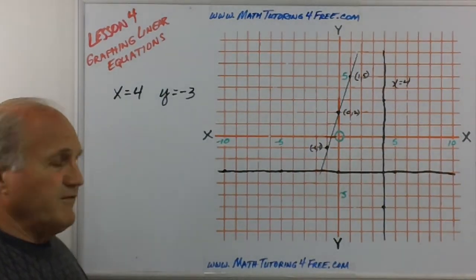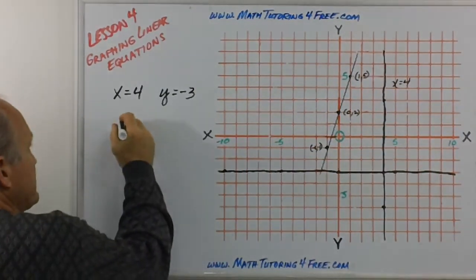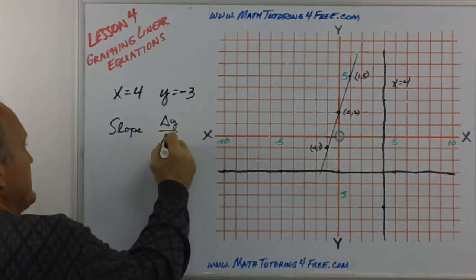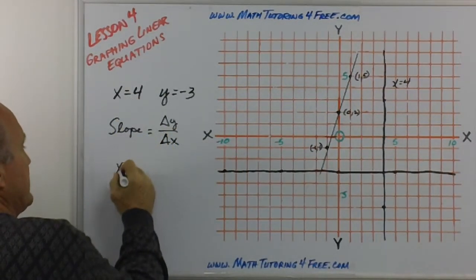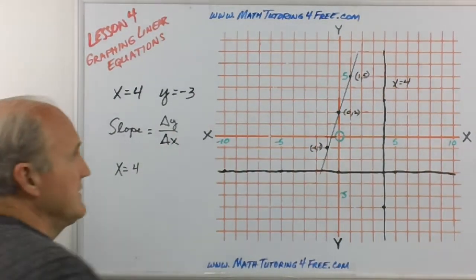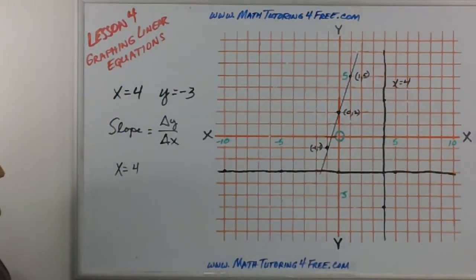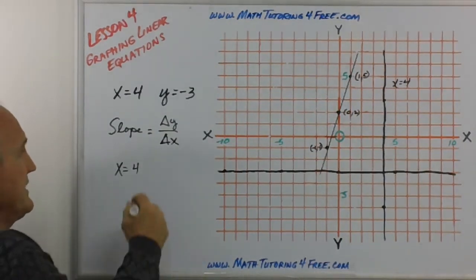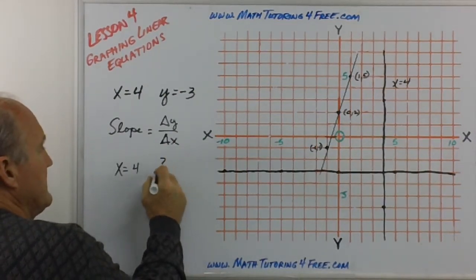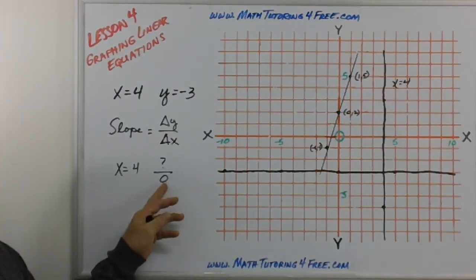Now, one final thing, let's look at the slope of each of these. And remember, the slope is equal to the change in y over the change in x. So in this case, when x is equal to 4, the change in y can be anything, but what's the change in x? The change in x is 0. So no matter what the change in y is, our denominator is always going to be 0.